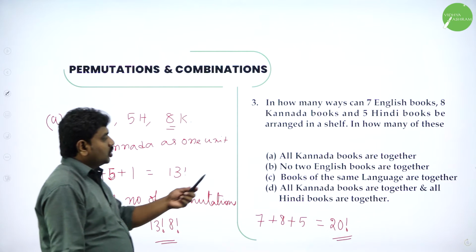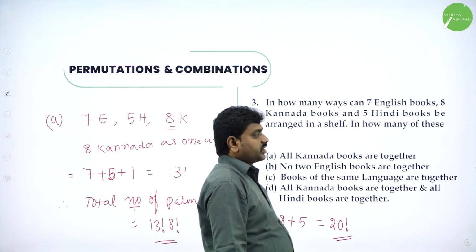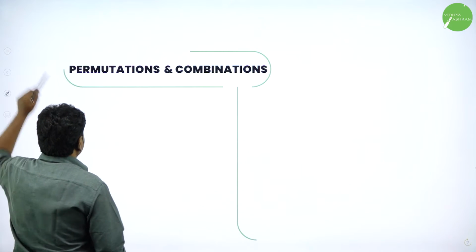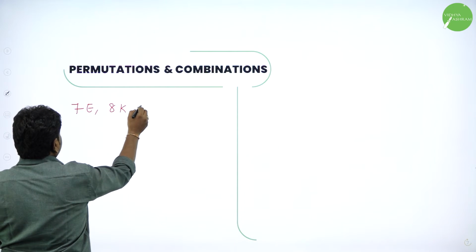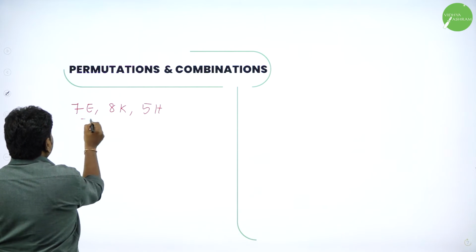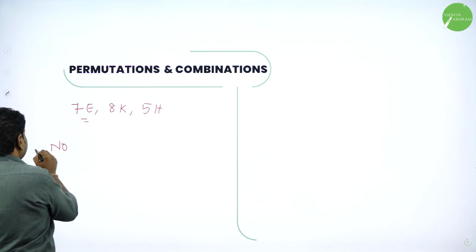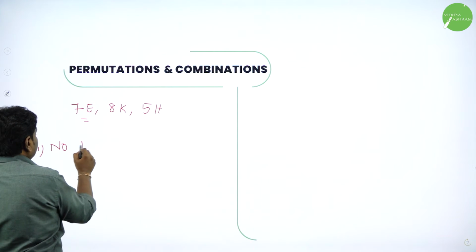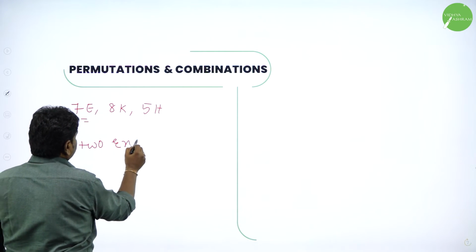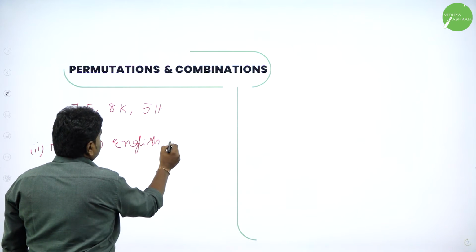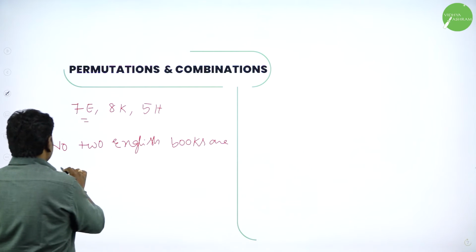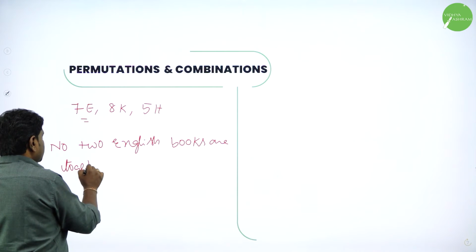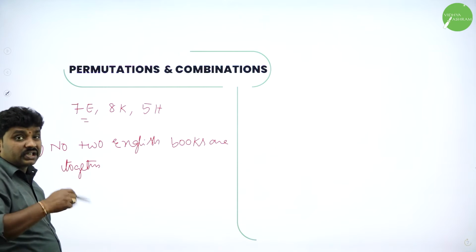Then same thing, no 2 English books are together. Second part, no 2 English books are together. So we have 7 English books, 8 Kannada books, 5 Hindi books, no 2 English to be together. If no 2 English books are together, means English books should occupy alternate places.